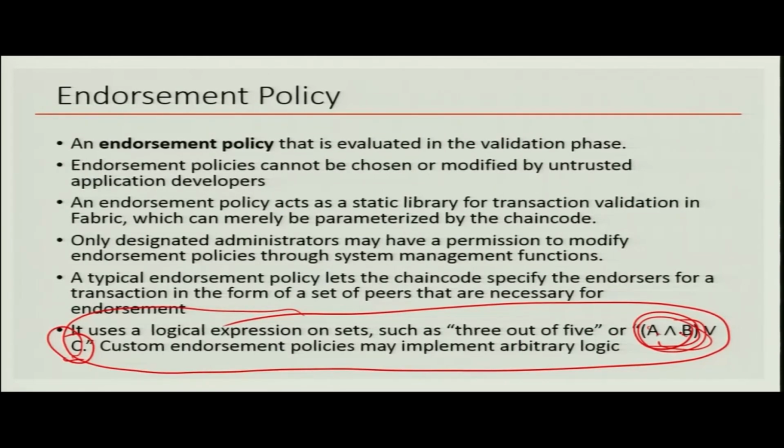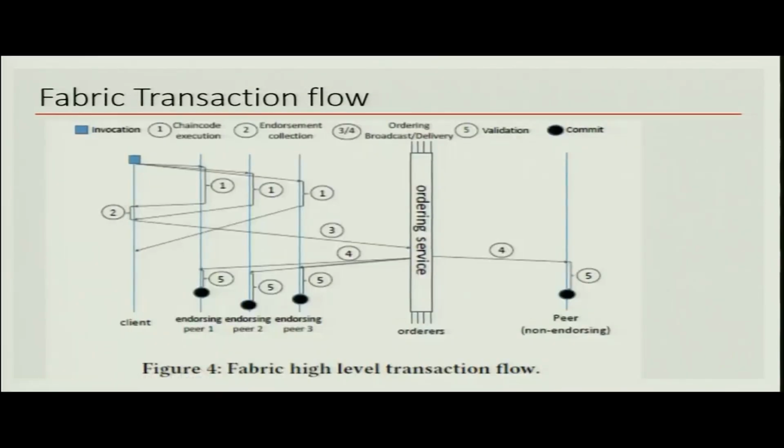So, if 2 sub manager nodes do it, then it is fine, but if it is 1 sub manager, that is not enough. But if the manager himself does it, or the program running on behalf of the manager does it, then that is fine. So, the transaction flow here looks like this: you have the client. The client invokes the transaction and then sends the transaction to endorsing peer 1, endorsing peer 2, endorsing peer 3.